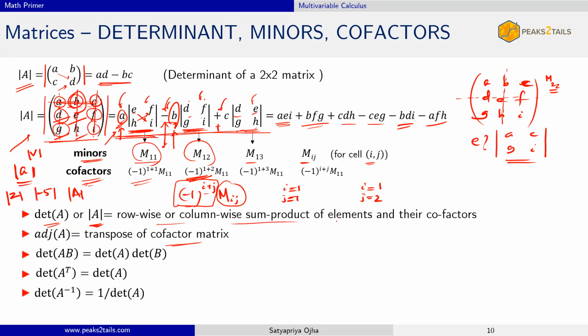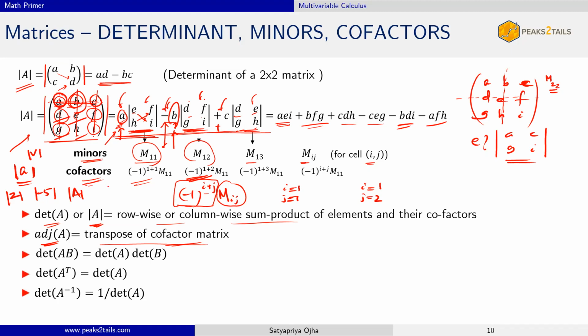So row-wise or column-wise, the determinant is the sum product of elements and their cofactors. Adjoint of A, you'll never use adjoint. All these operations are already coded and available to you. You just have to run the code. In case, adjoint of A is the transpose of the cofactor matrix. You know how to calculate cofactors for every single element. For A, for B, for C, for D, for E, for F, for every element, you can calculate the cofactor.